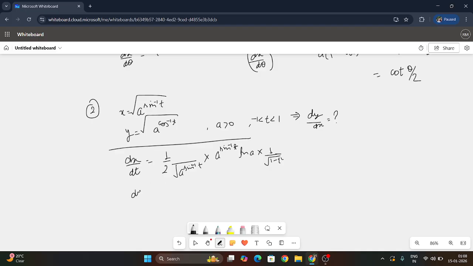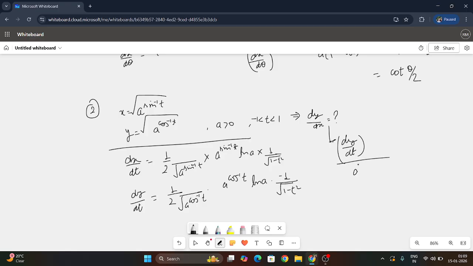Similarly, let's find dy by dt, and that is going to be 1 by 2 root of a to the power cos inverse t, into a to the power cos inverse t log a, into minus 1 by root of 1 minus t square. So dy by dx is going to be dy by dt divided by dx by dt. Okay, so you have to keep this in mind. Now you have to divide these two. So how can you solve it?